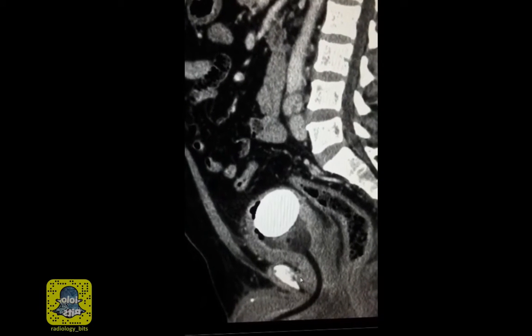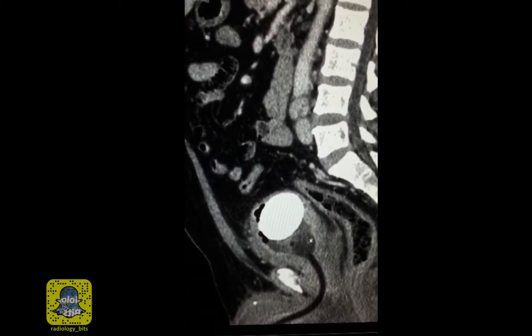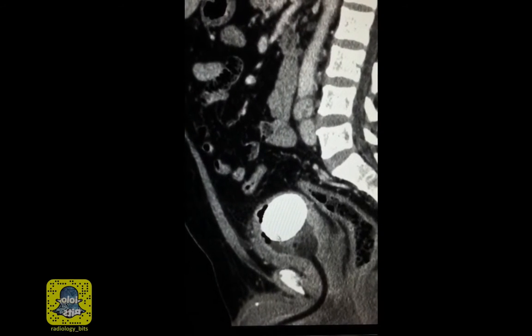This is a sagittal image showing the Foley catheter with the balloon and the thickened urinary bladder wall with the stone within.